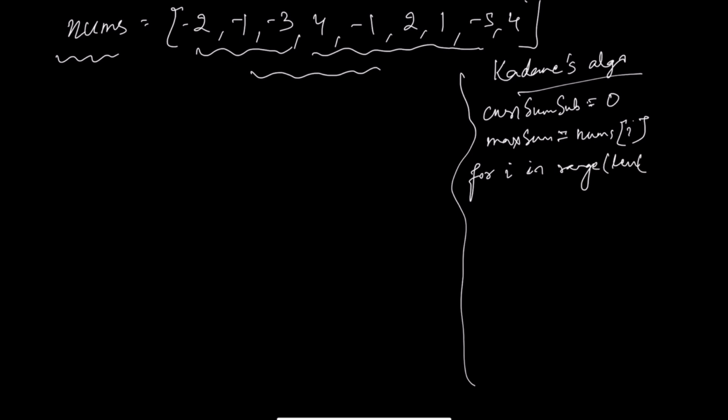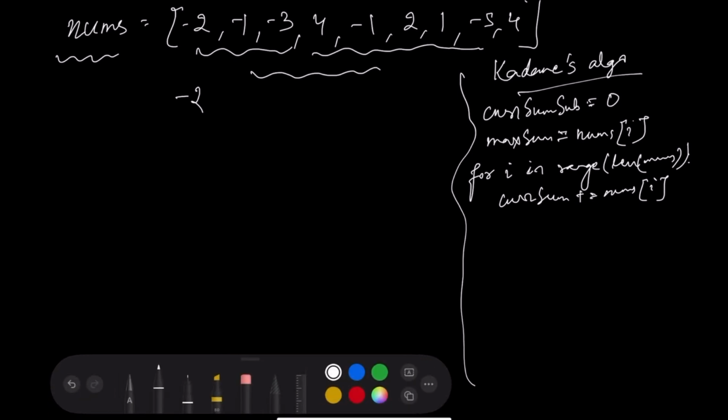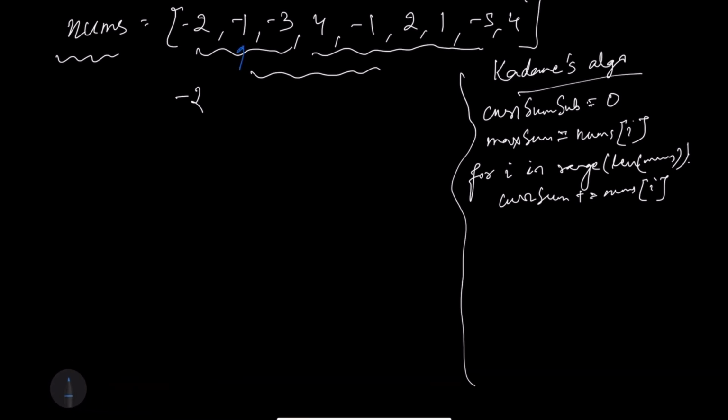While we traverse the array nums, we will update our current sum. For example, now if I am here, my current sum would be just -2. When I will be in the second position, when I will be here, my current sum would be -3. If I would be here, my current sum would be -6. So that would be our current sum. We will be keeping track of the sum.